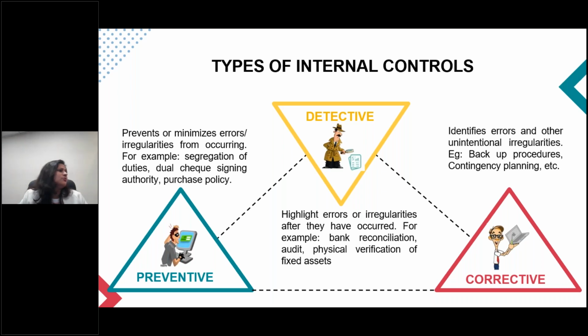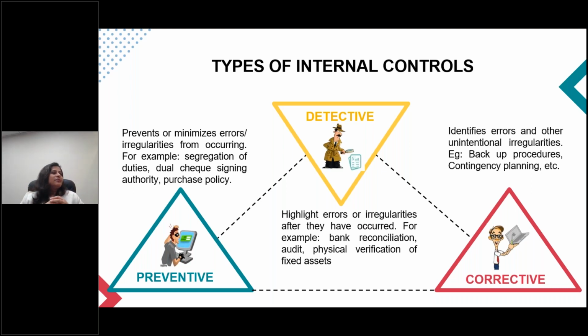Separation of duties, dual check signing, where two people sign, purchase policies, having three quotes, are examples. Detective: how do you come to know that there are errors or irregularities? For example, a bank reconciliation, that's done at the end of a month or end of the day, depending on the size of the organization. So you know only at the end of this period whether things are reconciling and whether they're correct. So therefore, detective. Physical verification of assets at the end of a period.